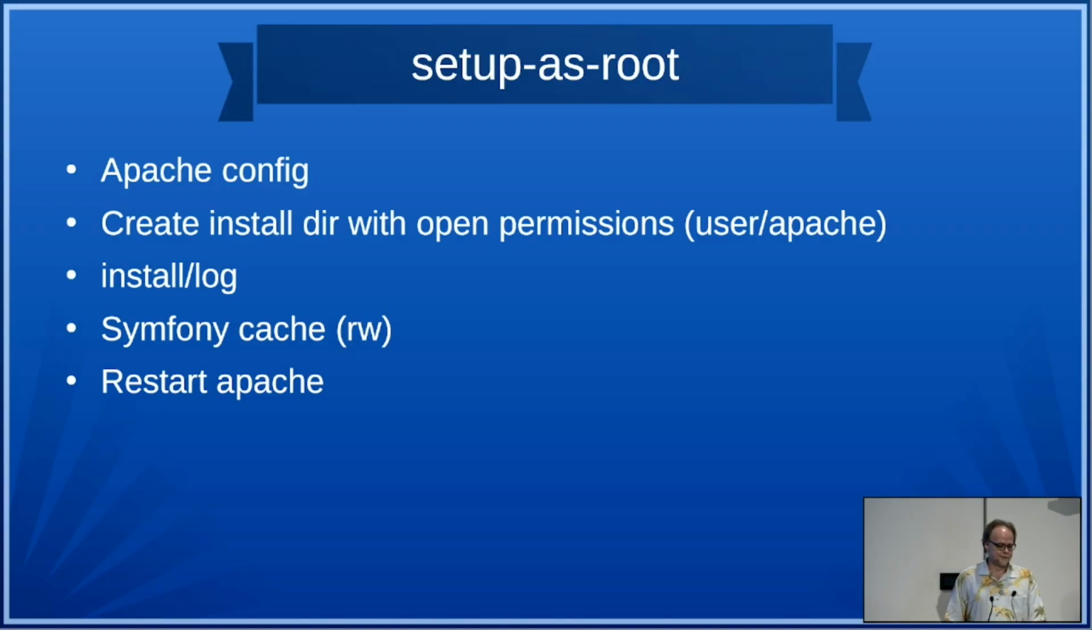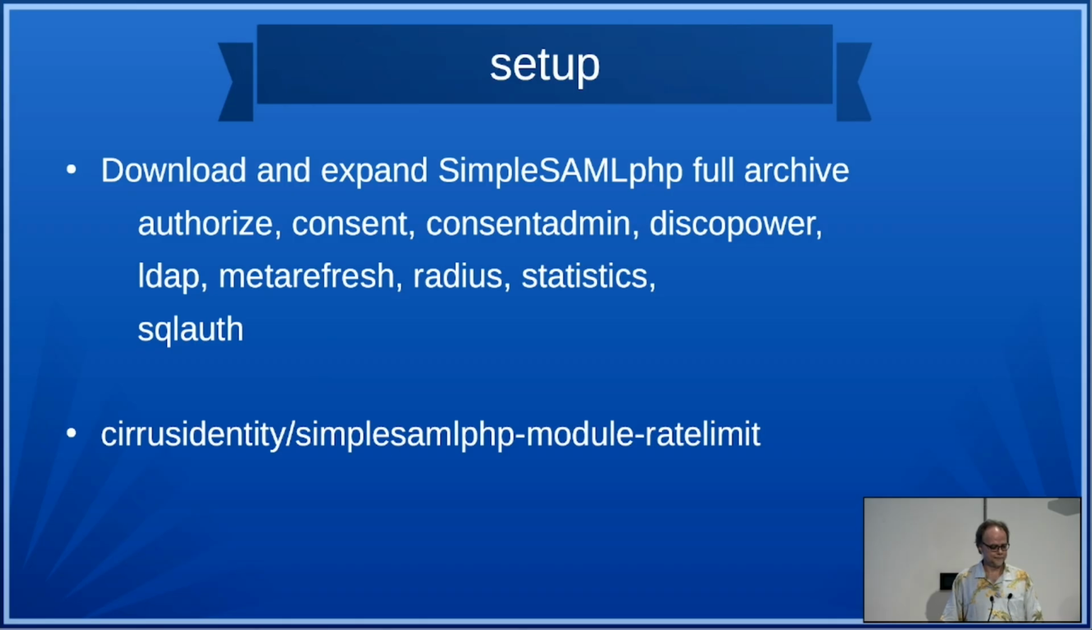So the setup is a root script that copies an Apache config over so that it can find that thing, sets up permissions and things like this. The Symfony cache needs to be a read-write directory because SimpleSAMLphp uses Symfony and Twig to actually present the UI to you so that there's less potential for template injections and things like that. And because it's only meant to be run once, you can restart Apache, which you maybe don't necessarily need to do.